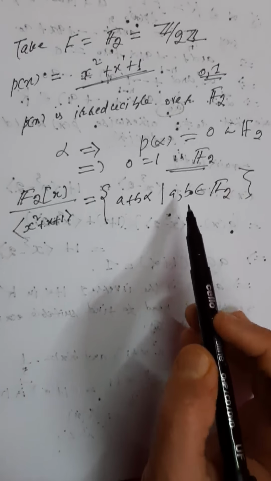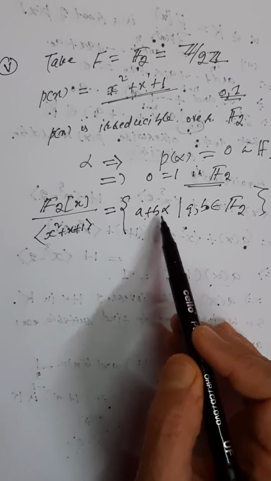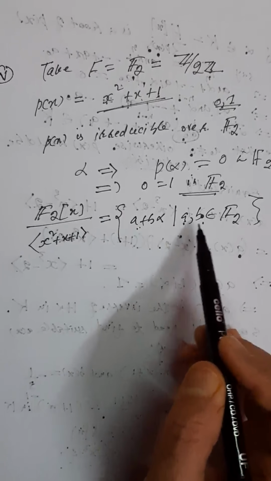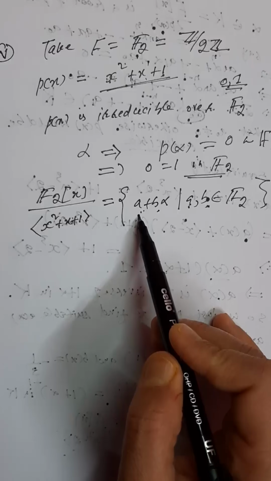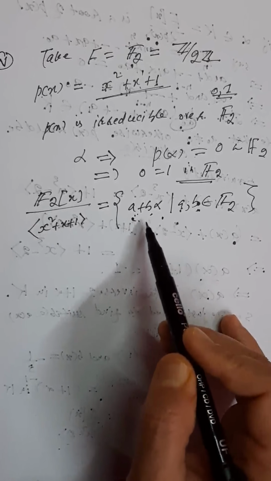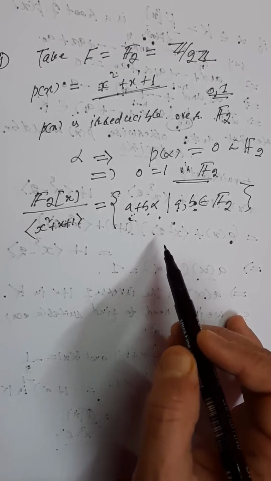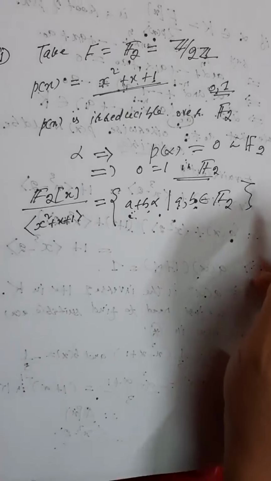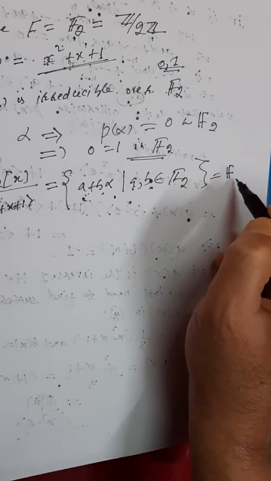Now there are two choices for a and b: either a is 0, b is 0; or a is 0, b is 1; or b is 0, a is 1; or both a and b are 1. So by taking these possible choices, we must note that this, let it be F2(alpha).